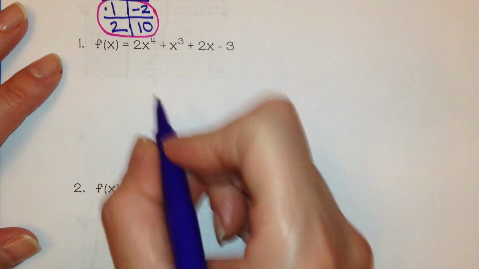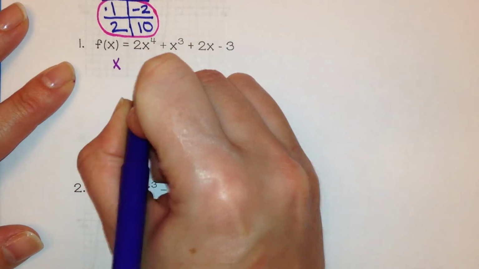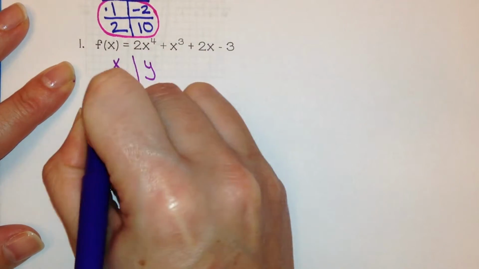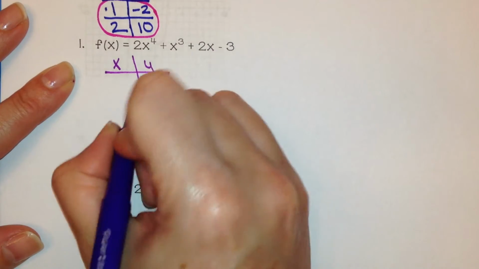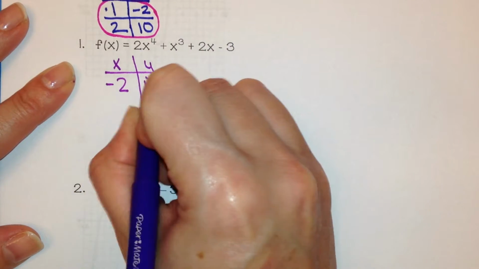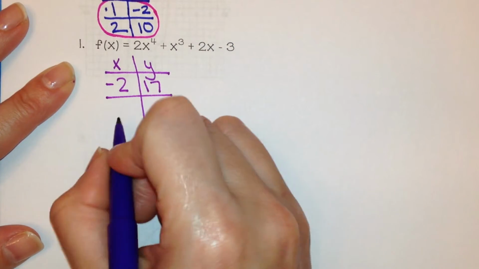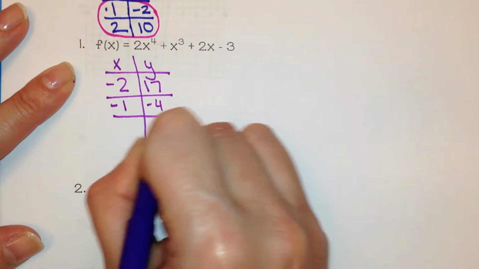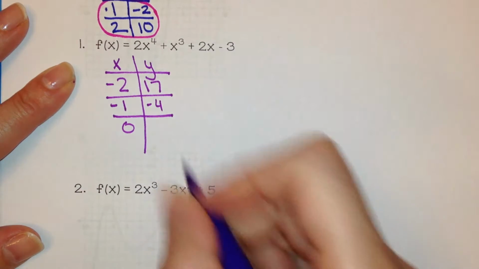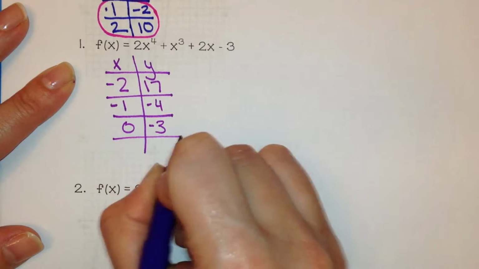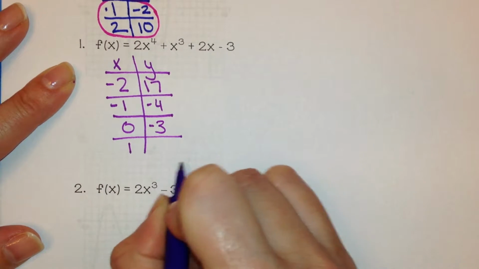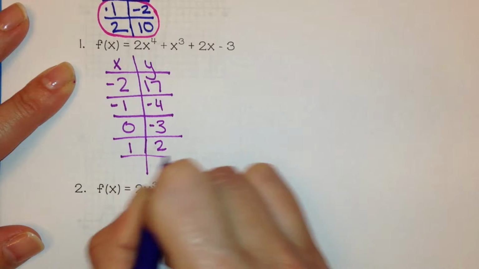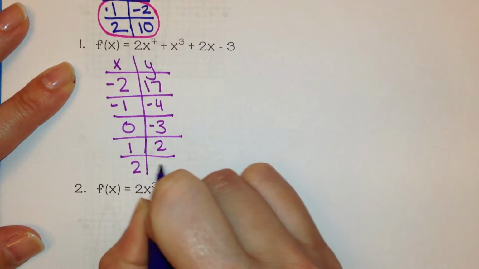All right, so I plugged these into my calculator, plugged in x, got out y. I started where x is -2. I got 17 out. Plugged in -1, we get -4 out. When I plug in 0, it's -3. 1 is +2, and 2 is 41.